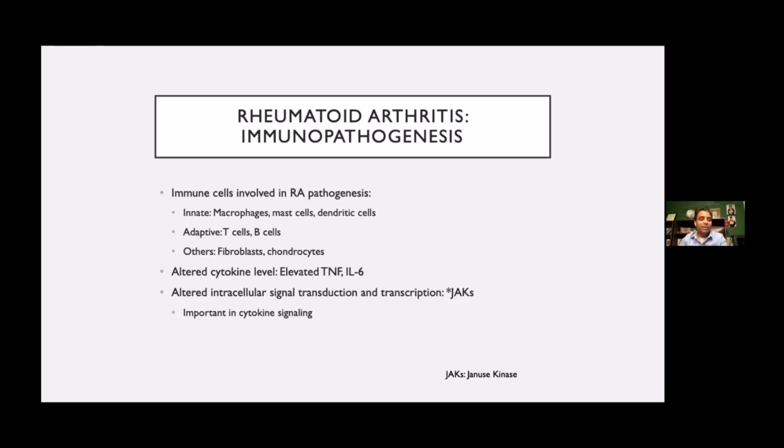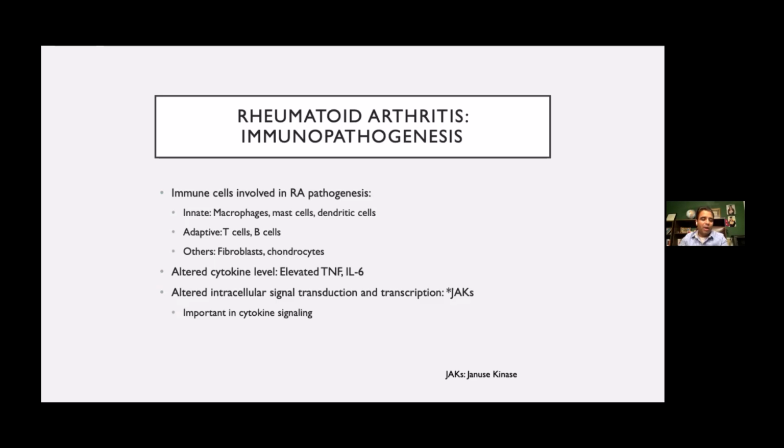Now, there are a few other cells beyond innate and adaptive immunity that include fibroblasts and chondrocytes. These are the normal cells that are present in a joint. Fibroblasts are within the tissue of the synovium, and the chondrocytes are also within the joint tissue. So these are the other important cells in the pathogenesis of rheumatoid arthritis.